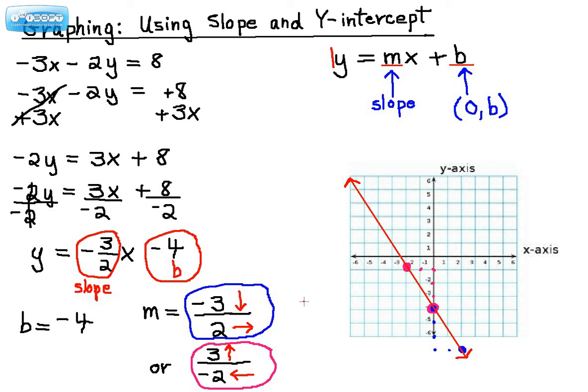When you have a whole number slope, remember that any whole number has an understood denominator of 1, so that slope will have a run of 1.